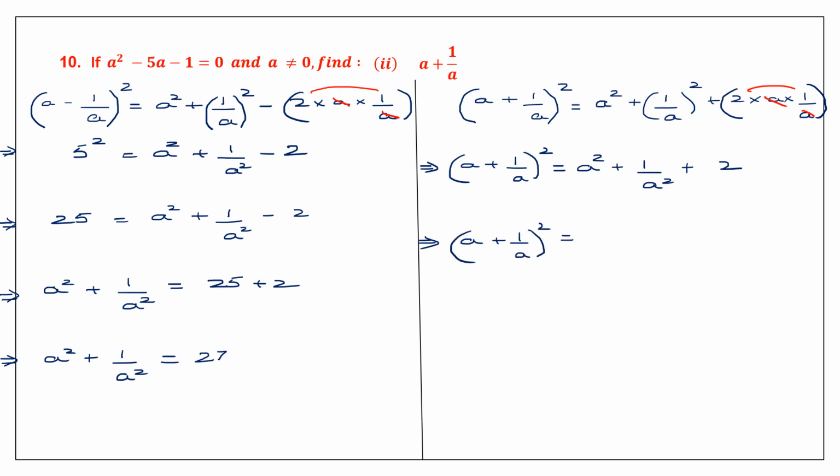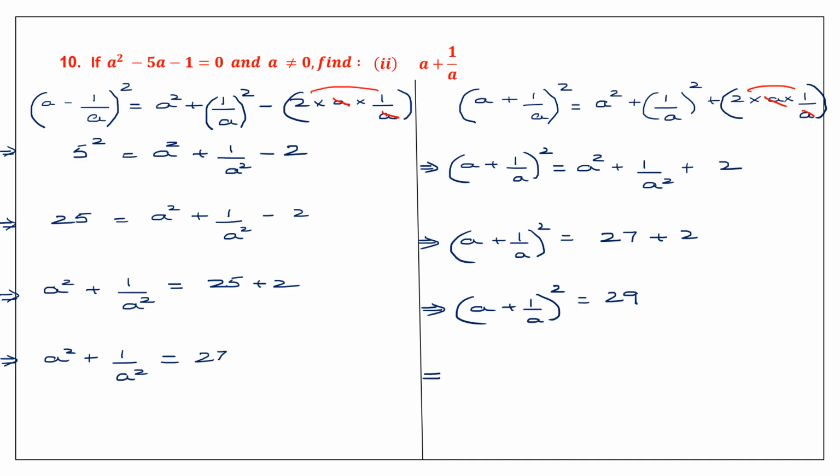Now look at this part. Here we have a square plus 1 by a square. Now we already know the value of that. A square plus 1 by a square is 27. So we're going to substitute for this and write 27. And then the rest is plus 2. So now we have a plus 1 by a, the whole square is equal to 29.